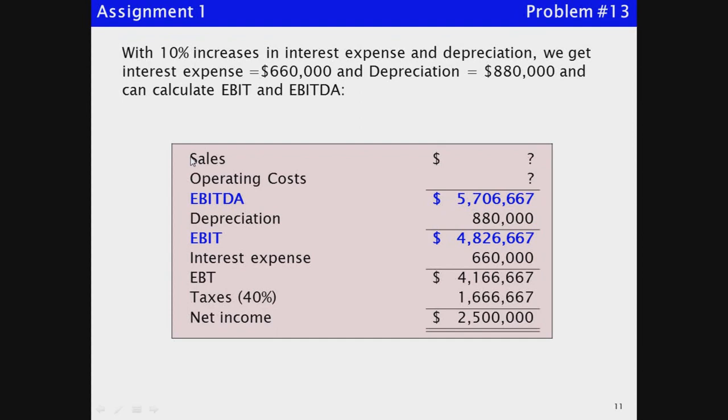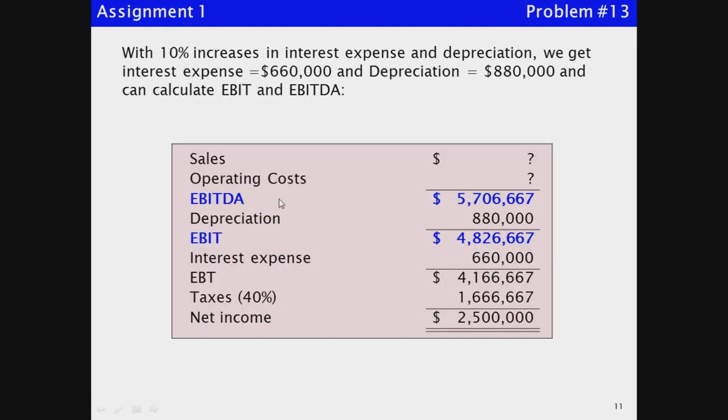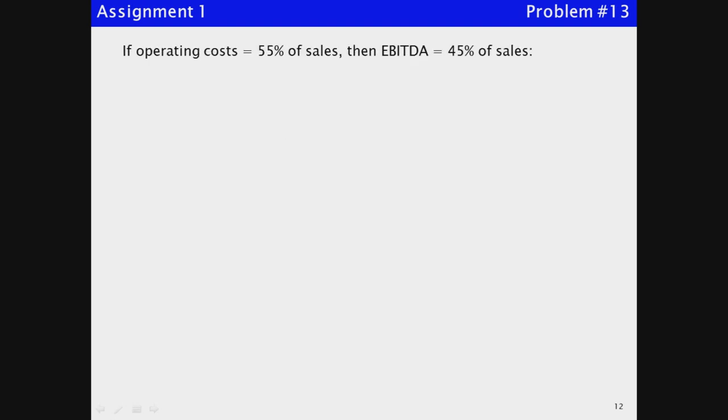We've got to use that relationship that operating costs are 55% of sales. If that's the case, then the result, EBITDA, is 45% of sales. Let's go back here a second. If operating costs are 55% of that number, the residual is 45% of that number. That's all I'm saying there.